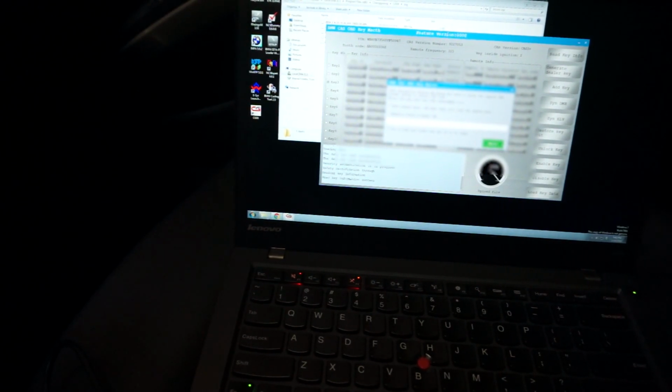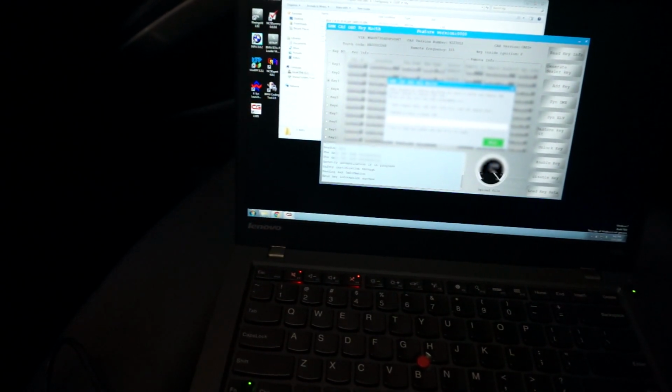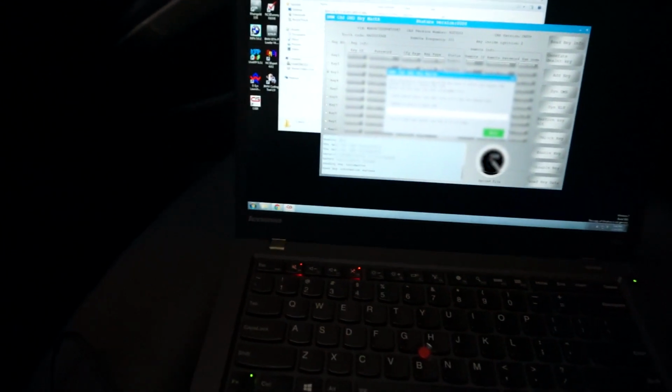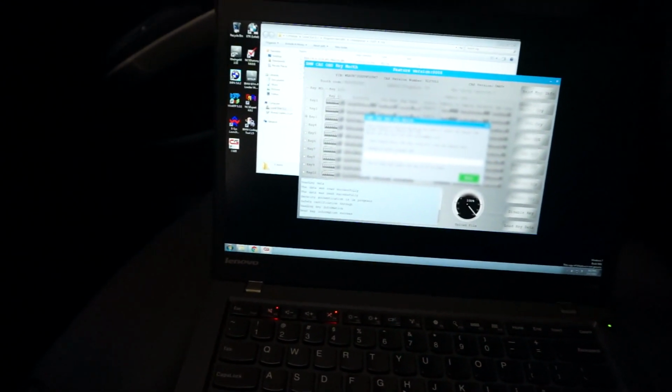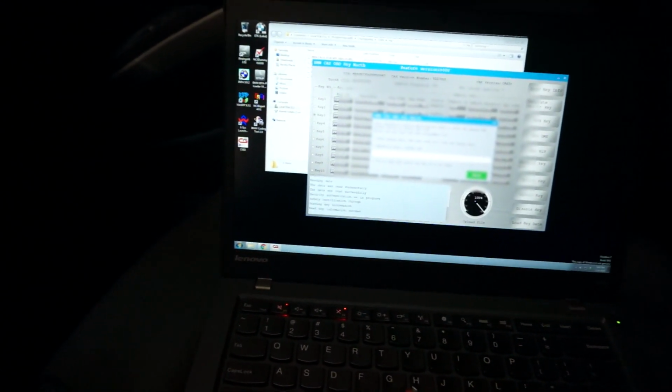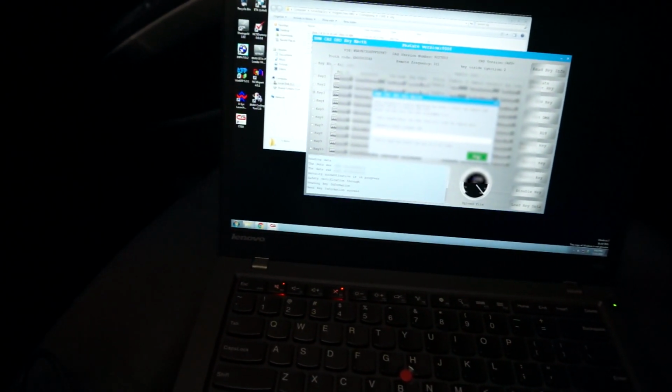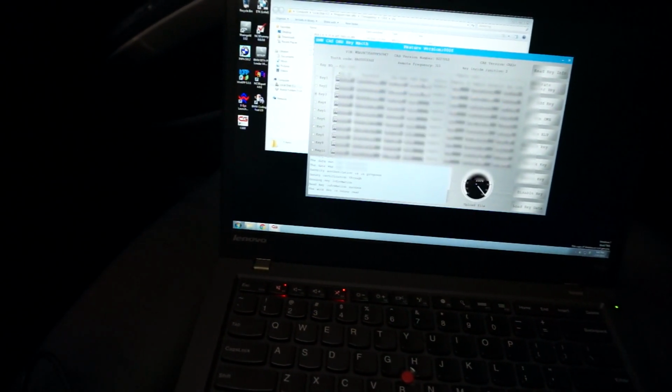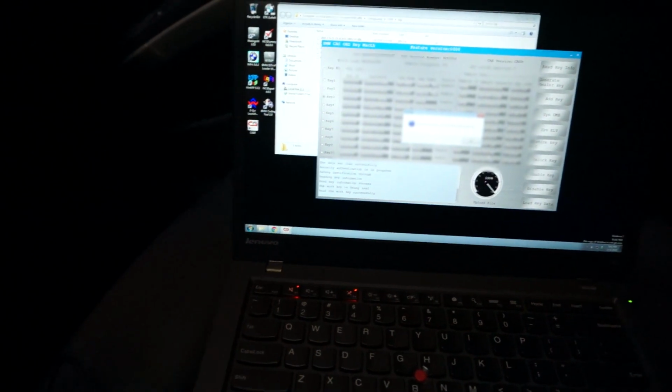Generate dealer key. Put the key into the... Oh, I know what I did wrong. I think I need to put my good key into the CGDI coil. Now I need to put the blank key in. So I just put my good key in first. And now the blank key.